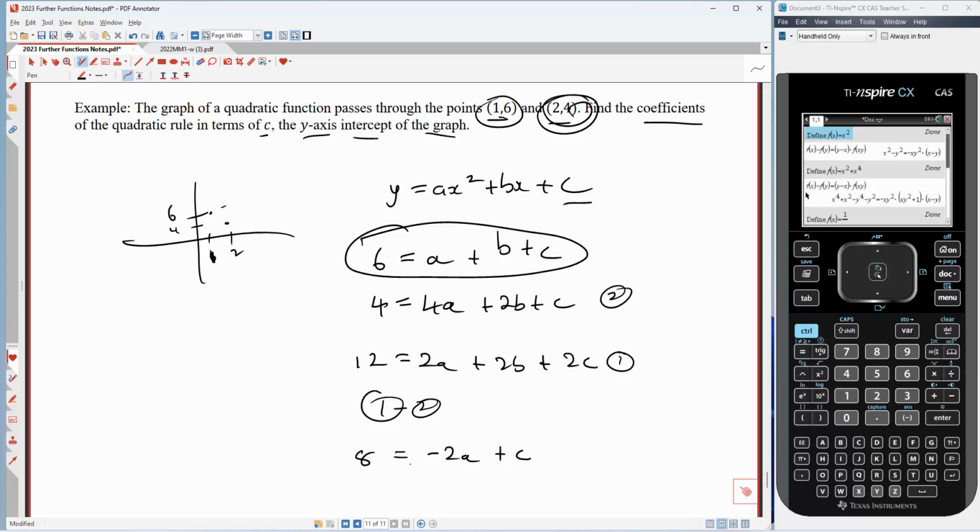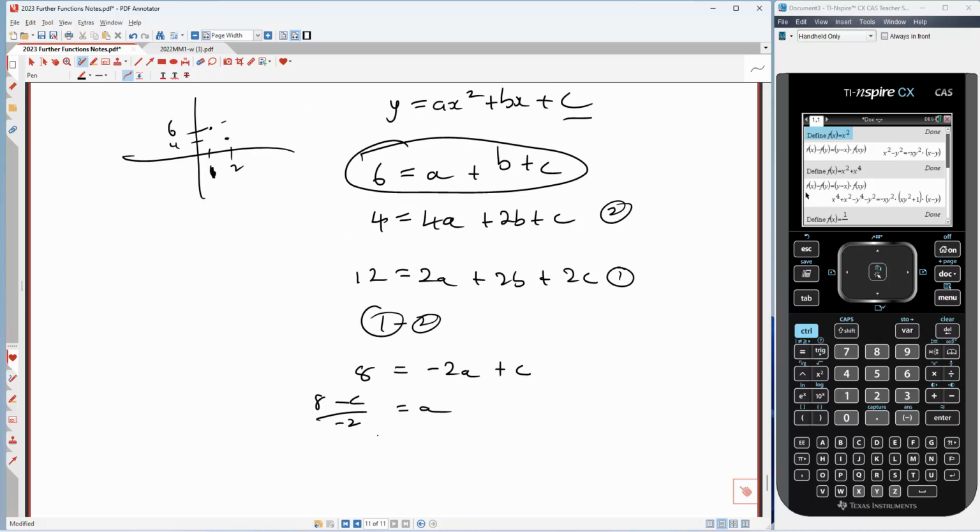Now what I'm allowed to do is solve this for a in terms of c. So 8 take away c over negative 2 equals a. Or let's just write that as a equals (c take away 8) over 2. So we've got our a coefficient in terms of c.